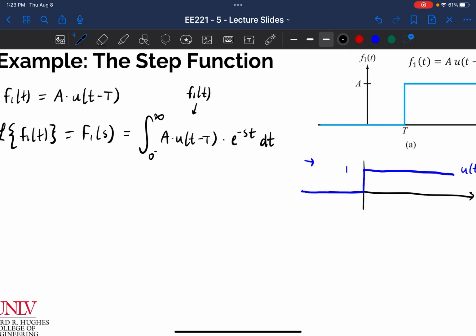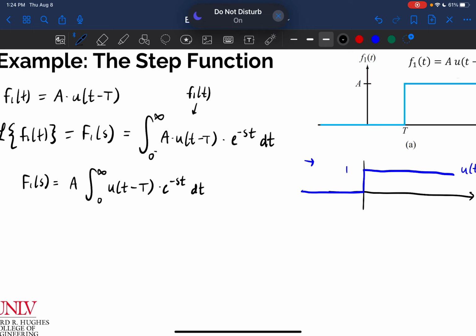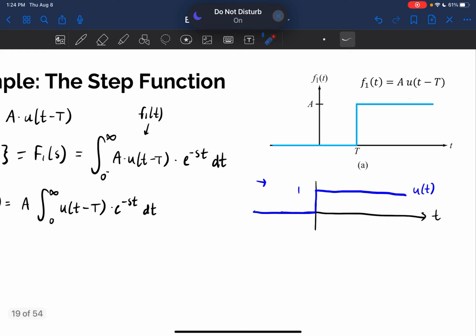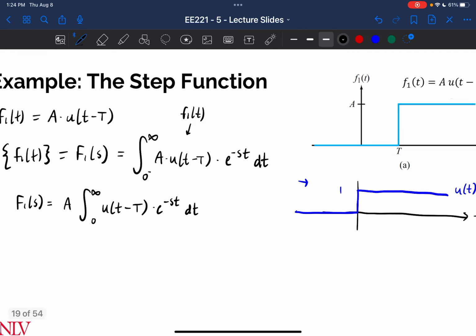So let's go ahead and do that. So I can say my f1 of s is basically equal to, let me pull the a out, the integral from 0, the minus really doesn't matter, we can just call it 0 for now. It's really there for initial conditions. u of t minus T times e to the minus st dt. And what I want us to take into consideration here is that u of t minus T is basically 0 all the way up until the value T. So this integral from 0 to infinity, we don't need to account for anything from 0 to T.